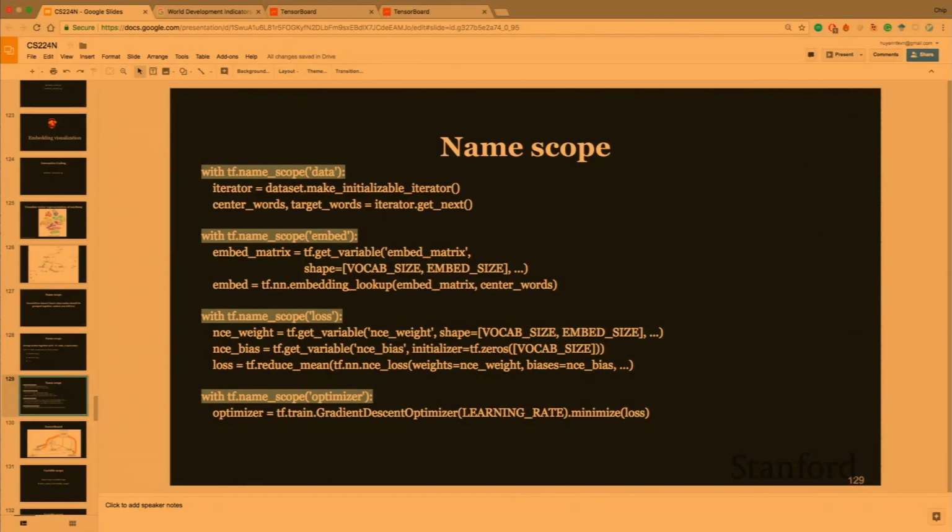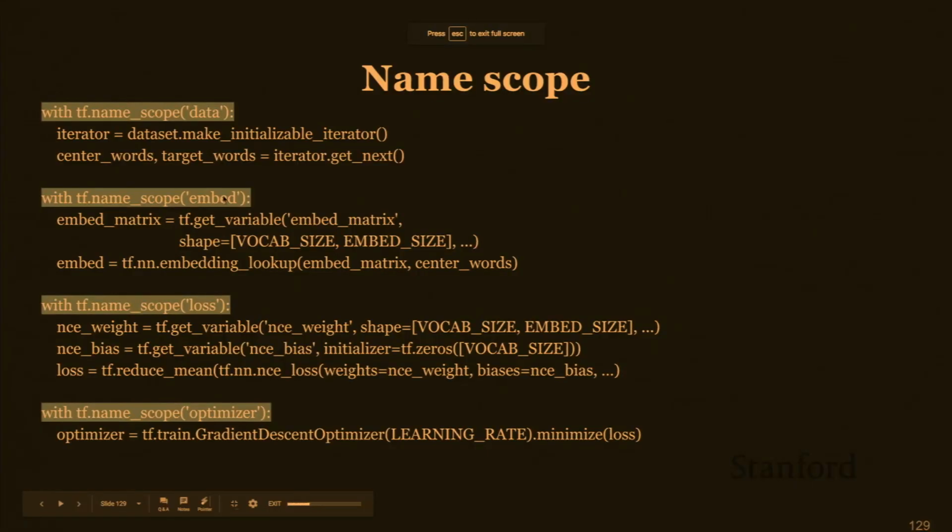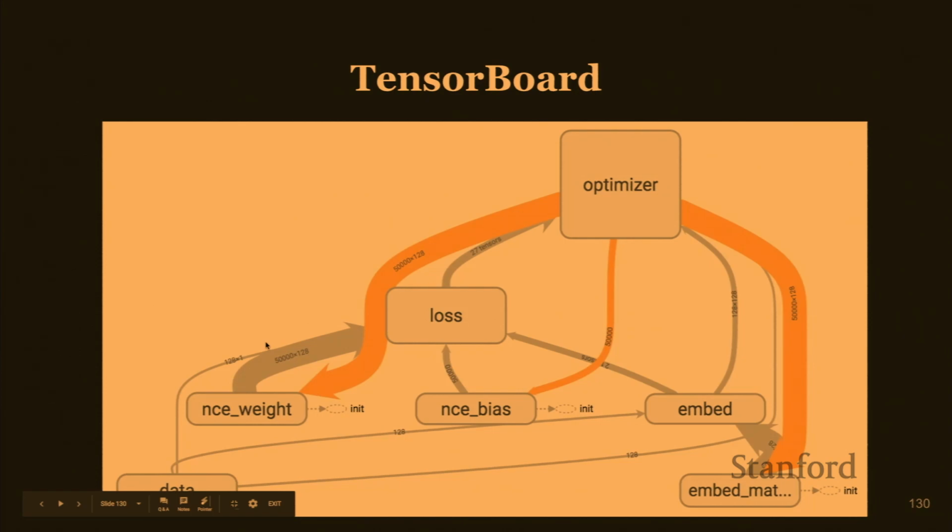So basically, what name scope does is group nodes together under the same scope so that it's easier for visualization. For example, after you group things like data and the NCE stuff under some loss scope, you have something a lot easier to read like this. So you can see that.